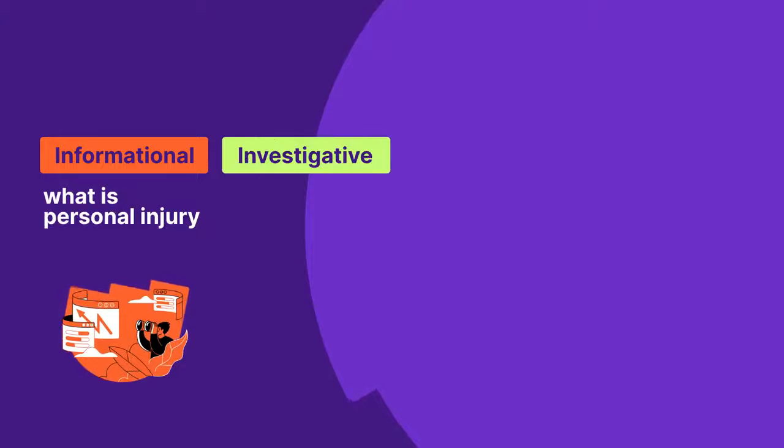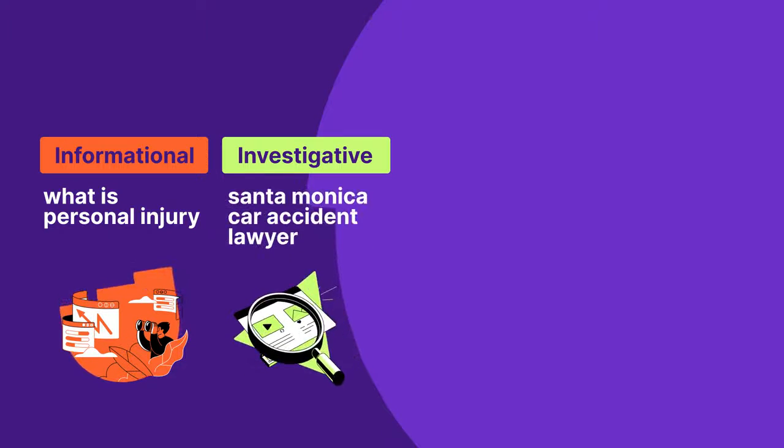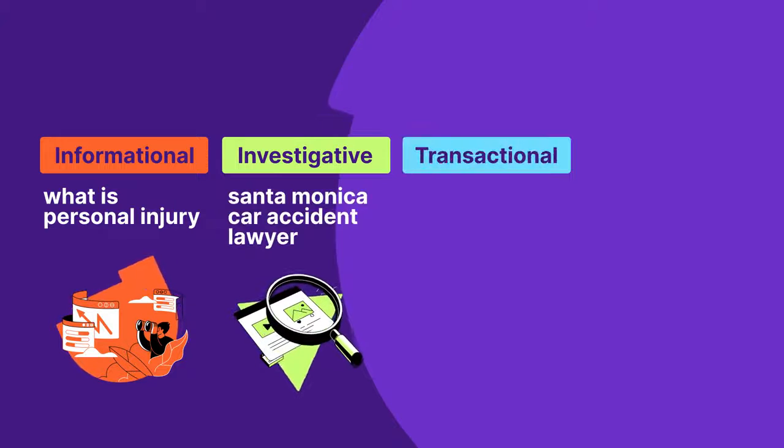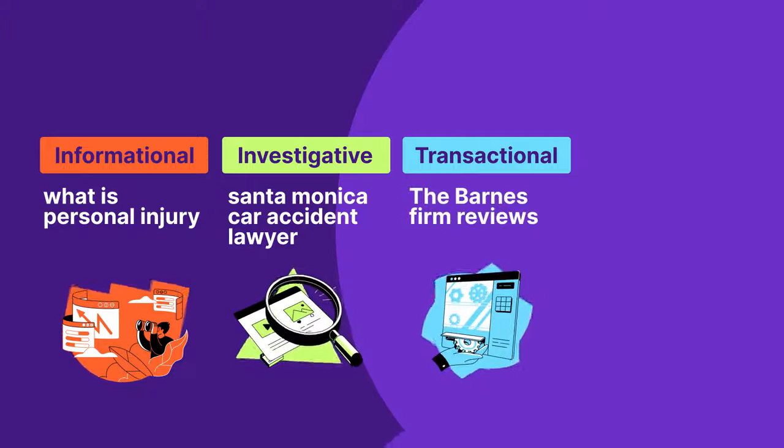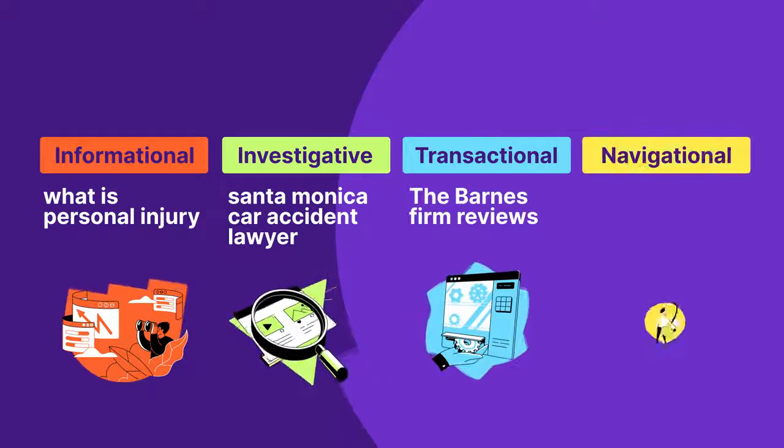The next is investigative intent, which is in the middle of the funnel, and an example is Santa Monica car accident lawyer. The next is transactional, which might be the Barnes firm reviews. And the final category is navigational, like the Barnes firm. It's important to establish the intent of the keywords because it will dictate how you structure your page.